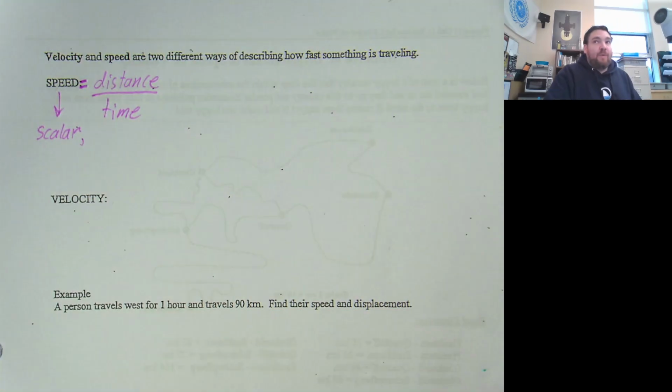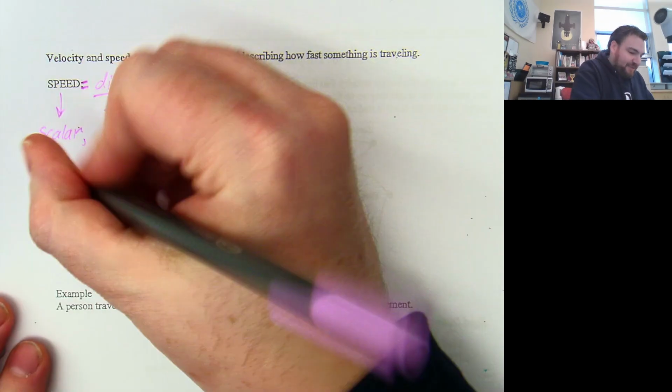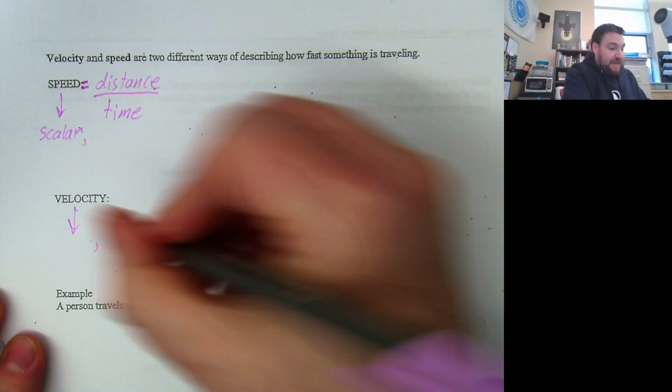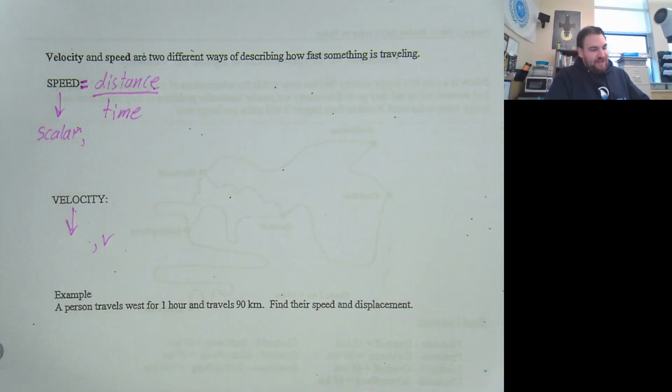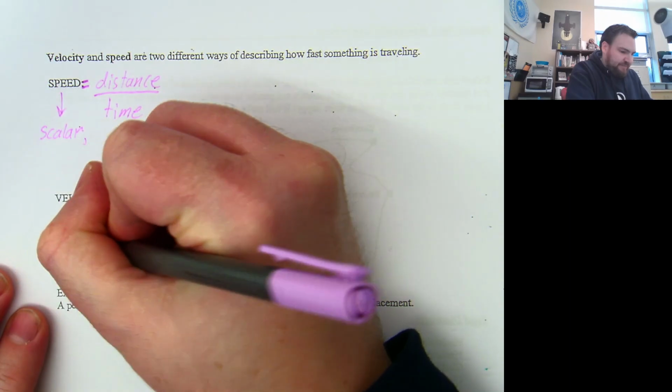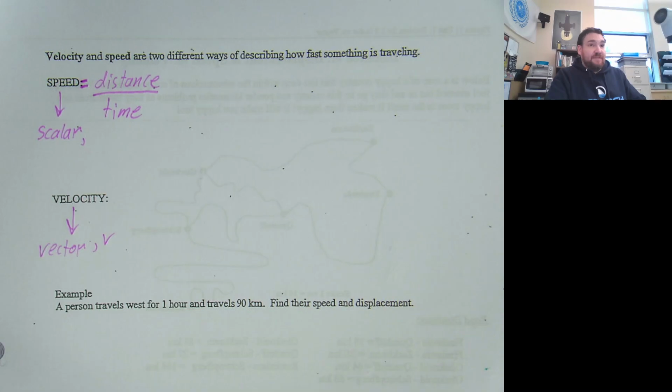And speed is given by what letter? The letter that makes the most sense for speed is, but it's not S. So speed's older brother is velocity, and the letter that makes the most sense for velocity is what? V. But since speed and velocity are related, and I said yesterday that velocity is just speed plus the direction you travel, that means velocity must also be a vector. Speed's the scalar, velocity is the vector, just like distance and displacement have that same kind of relationship.